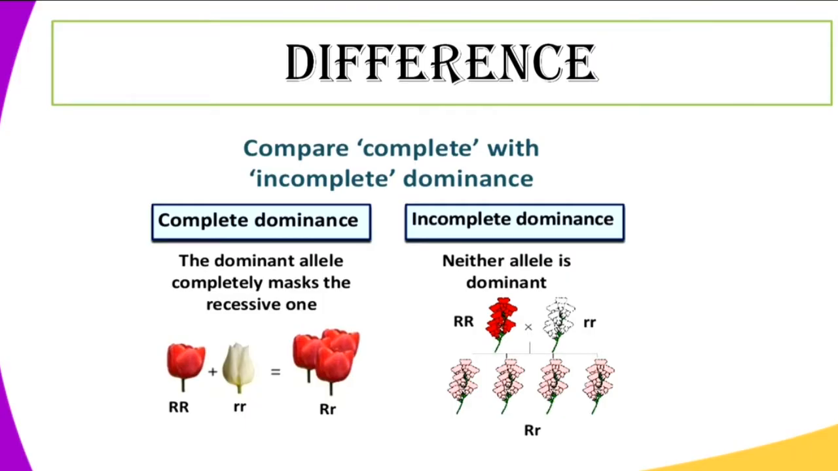While in incomplete dominance, neither allele is dominant. If you have a red flower and a white flower, none of the phenotypes is going to be either red or white. So they fuse together and they form something which is very new, a heterozygous allele, which forms a pink flower. The difference is, in complete dominance, they completely mask the recessive one, while in incomplete dominance, neither allele is going to show fully in the phenotype.